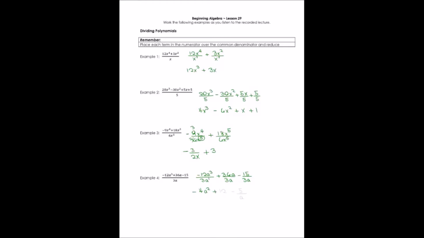Plus 36 divided by 3 is 12, and a over a will cancel. Minus 15 divided by 3 would give me the whole number 5. I have nothing to do with that a, but it has to stay down there in the denominator, so I still have a fraction at the end, negative 4a squared plus 12 minus 5 over a.